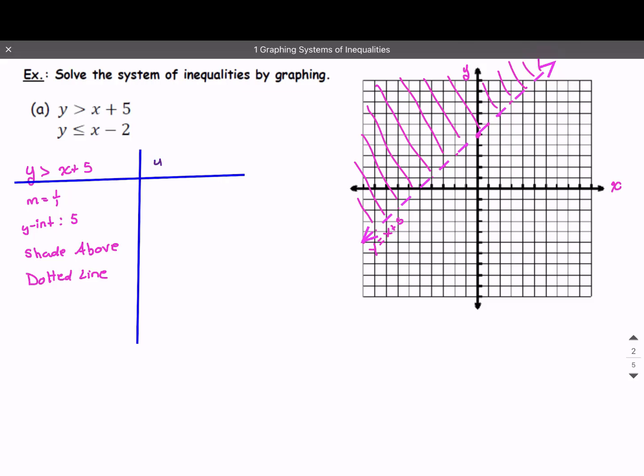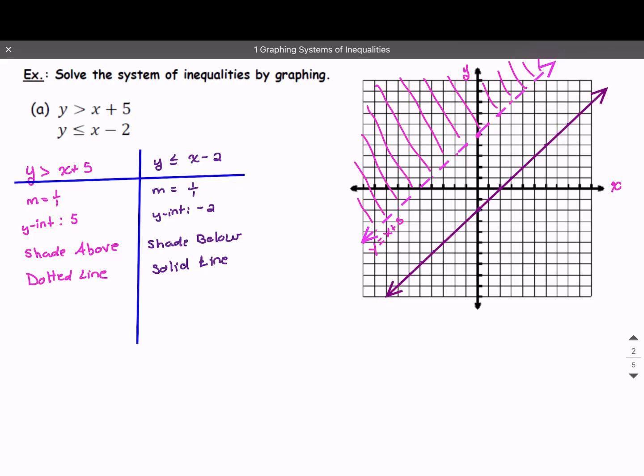Now let's take a look at y less than or equal to x minus 2. Again, this line has a slope of 1 and a y-intercept this time of -2. Since this is a y less than, we're going to shade below. It's y less than or equal to, and the or equal to tells us to use a solid line. And if we plot the points, we start at -2. Our slope is 1.